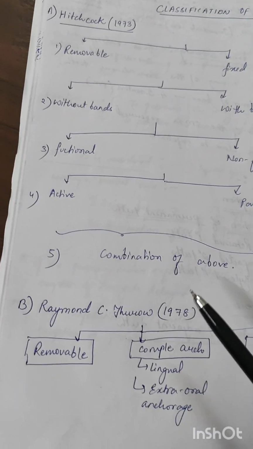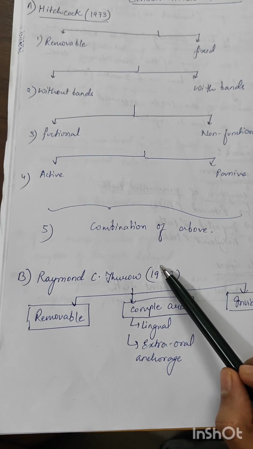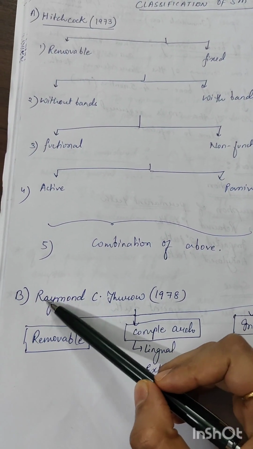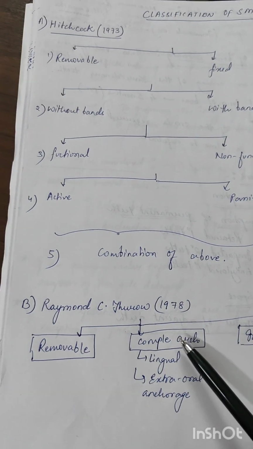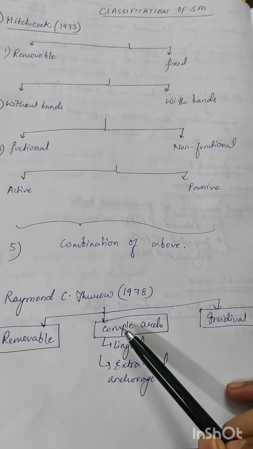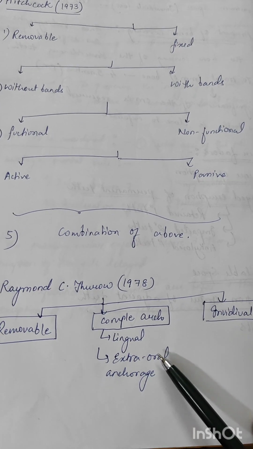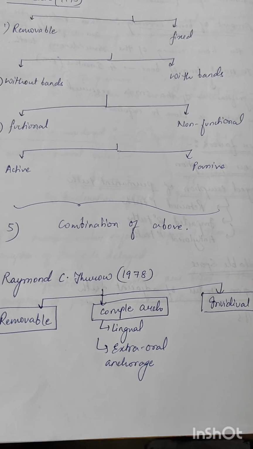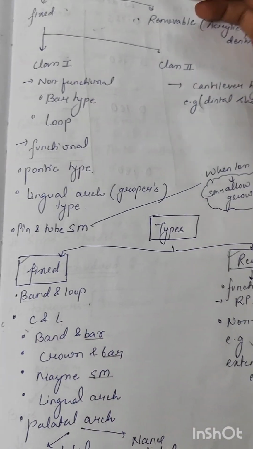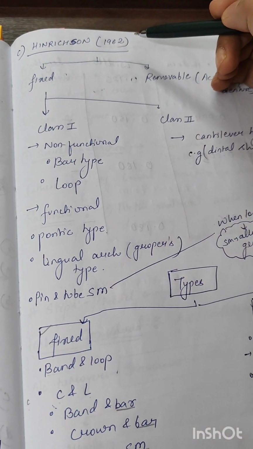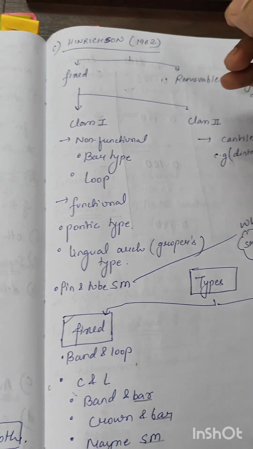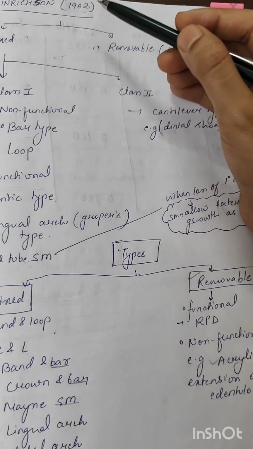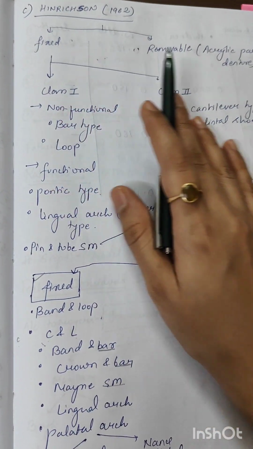Now comes Raymond C. Thoreau. He classified in 1978. This is how I remember: Raymond has given removable, complete arch, and individual tooth. Complete arch includes the lingual arch or the extraoral anchorage. Now Henderson, 1962, the first classification was given by Henderson. So 1973, 1978, 1962. He classified it as fixed or removable.